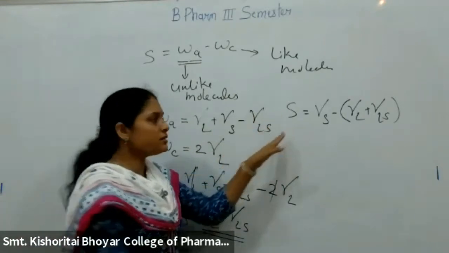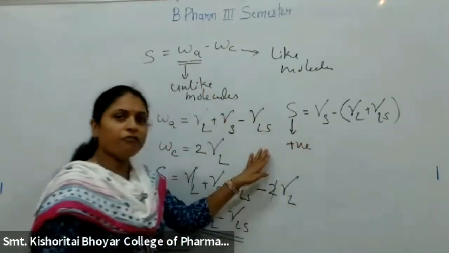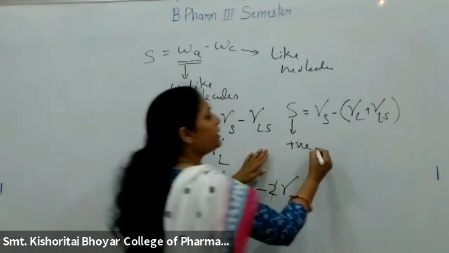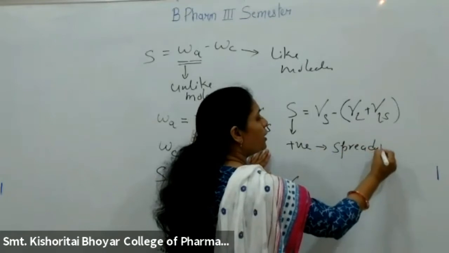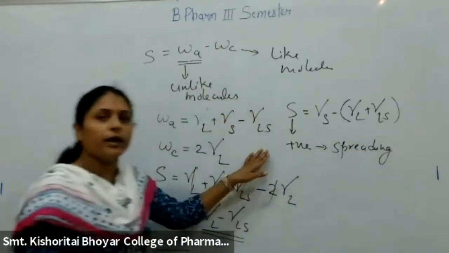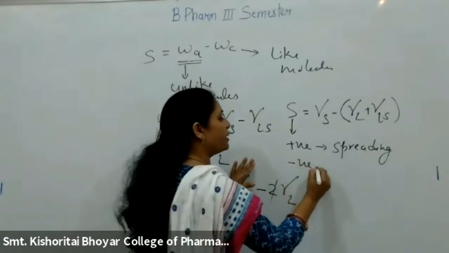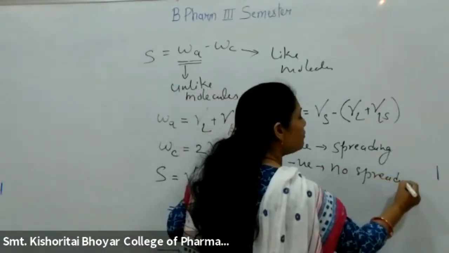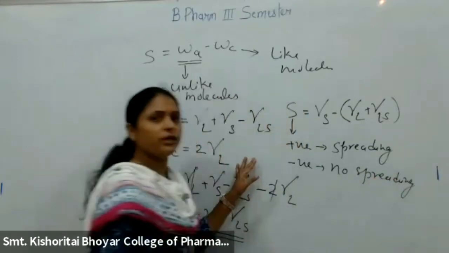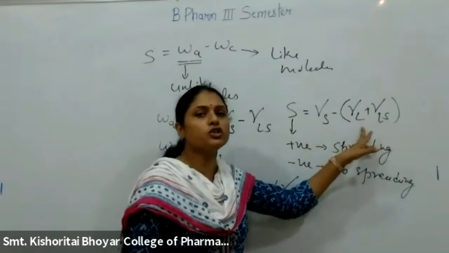And what we have discussed is that if the S value comes positive, it indicates that there will be spreading. One liquid will spread over the other in the form of a film. And if this value comes negative, there will be no spreading. So to get a positive value, what is important here is that the gamma S value should be greater than the addition of these two.